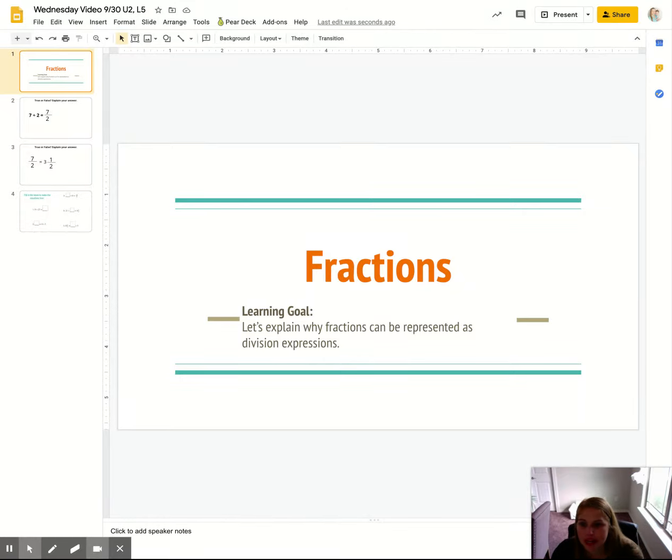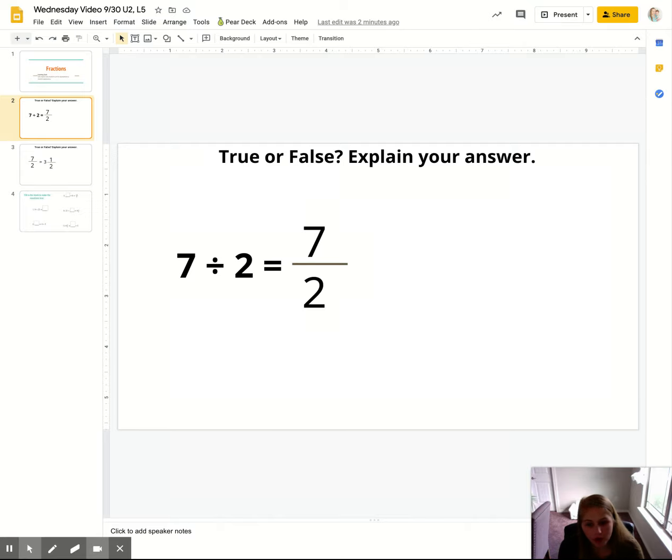So the first thing I have here, it wants to know, is this true or false? Explain your answer. So I have the problem, 7 divided by 2 equals 7 halves. If you remember from our video on Monday and our videos from last week, we know that 7, the fraction bar, can be read as divided by 2. So 7 divided by 2 equals 7 divided by 2. So this is true.